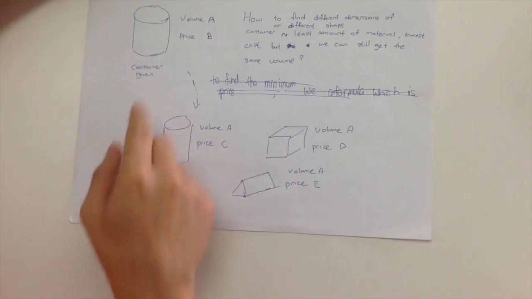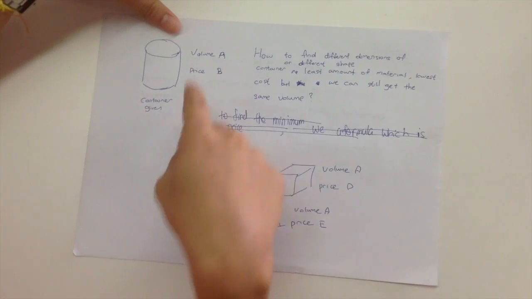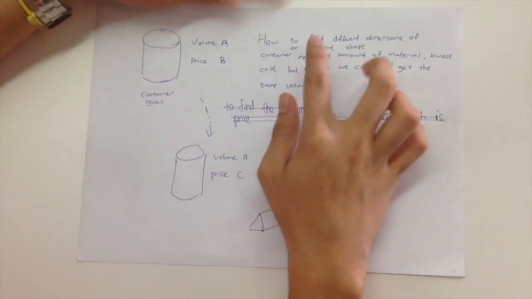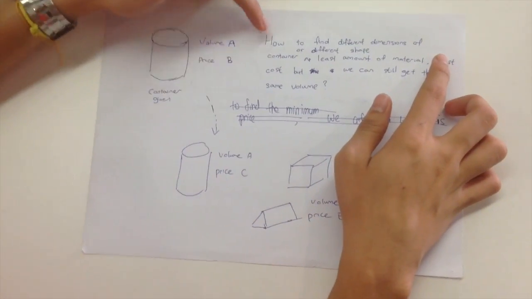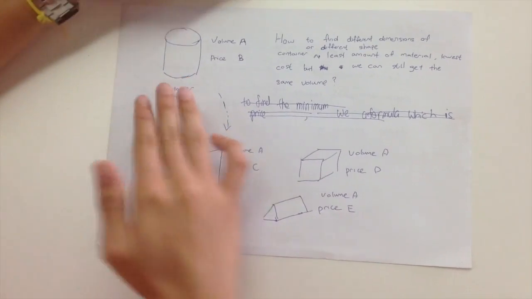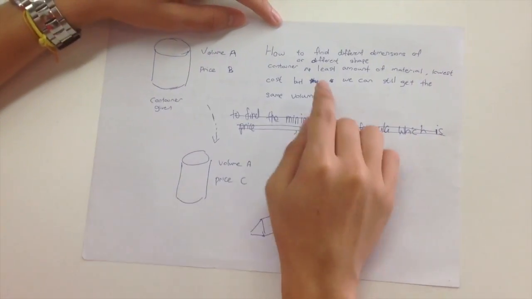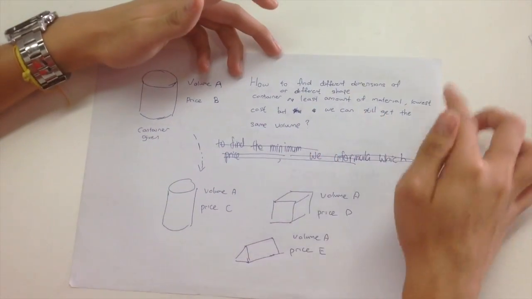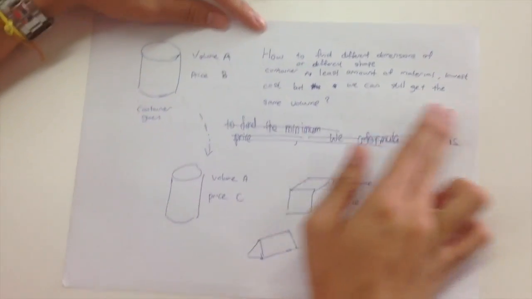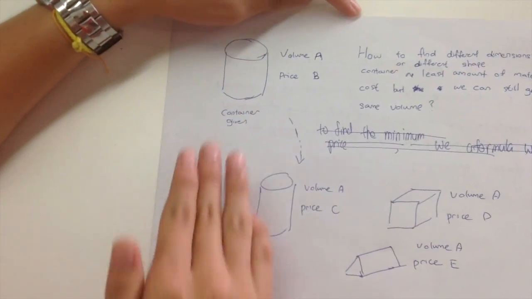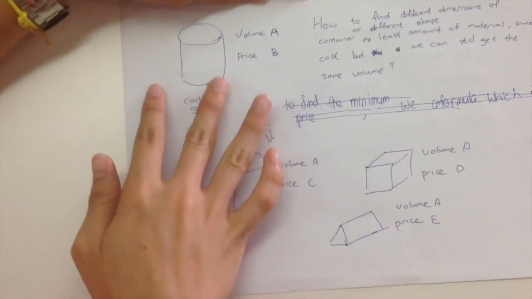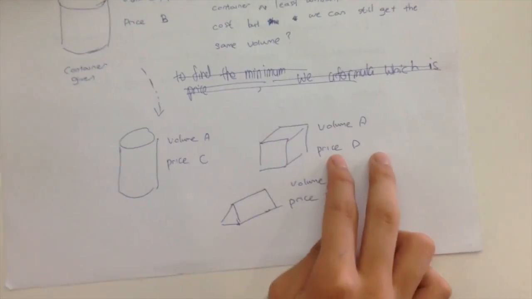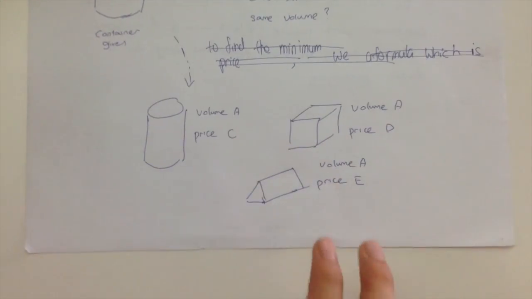Like we said just now, this is the container given. Assume that the volume of the container given is A and the price or cost is B. So how can we use a different dimension of container? Which means same shape, different dimension, or a different shape, but we can use the least amount of material, get the lowest cost, and still get the same volume. So this is what we're going to do later. Same shape, same volume, different cost. Different shape, same volume, different cost. Different shape again, same volume and different cost.